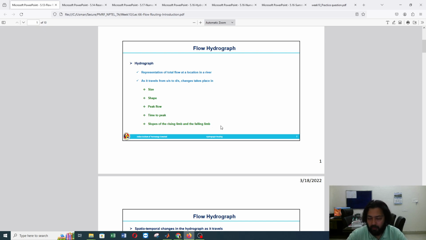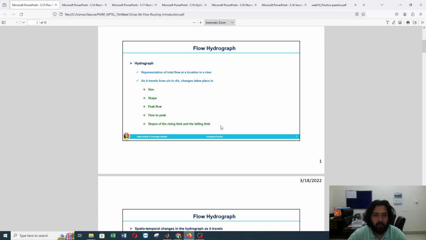In the last 2 weeks, that is week 8 and 9, we started a new module called hydrograph or hydrologic analysis, and this week we are going to continue the same topic and extend it into routing techniques, that is flood routing. We are going to talk mostly about flood routing, and there are different techniques of flood routing, that is hydrologic and hydraulic routing.